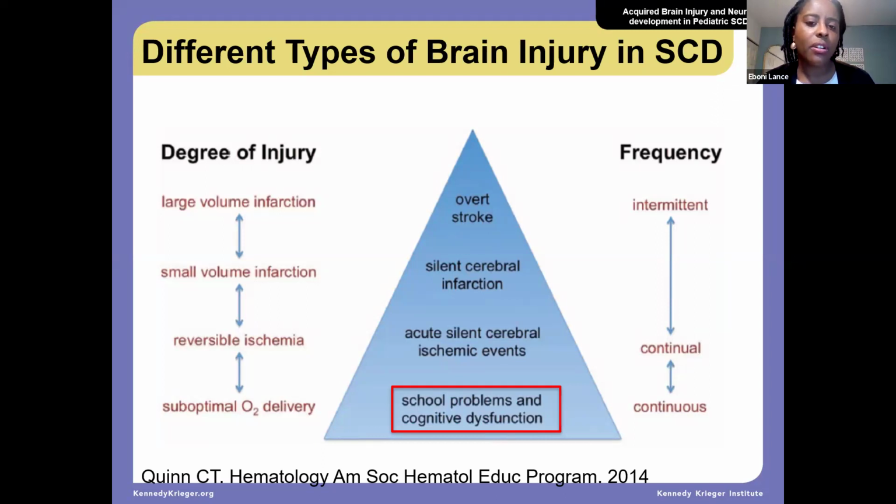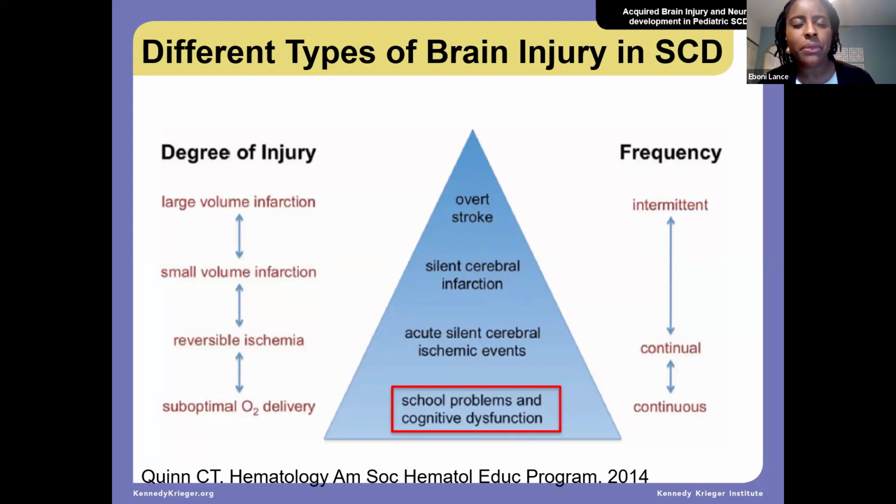Silent cerebral infarctions are also important because once you have one, that puts you at increased risk for having more, and it puts you at increased risk for having an overt stroke. So they're not entirely without additional sequelae. And then silent cerebral infarctions cannot be predicted by transcranial Dopplers.